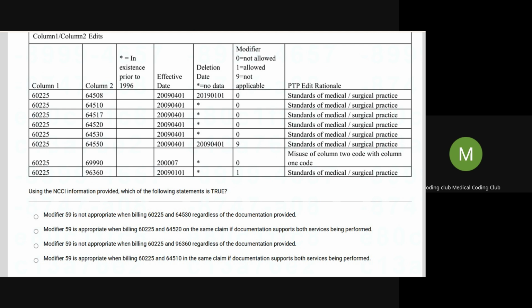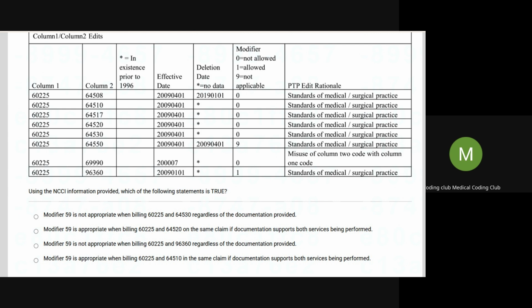You need to explain that these services are distinct in their own ways, so you apply the 59 modifier. If you get an indicator 1, you use the 59 modifier on the column 2 code and process it. If you get a 9 as an indicator, it is not applicable. Here the PTP edit rationale stands for procedure to procedure rationale.